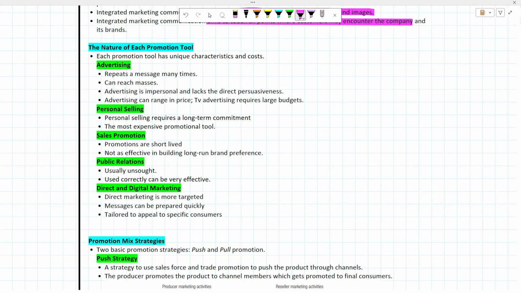Sales promotions are short-lived and not as effective in building long-run brand preference. So if you're going to do a sales promotion, be aware that it's more for the short term and not for the long term. Public relations is usually unsought by the company and not used effectively. If used effectively, companies can really excel with public relations, and I'll explain that in a later part of this chapter. Direct and digital marketing is more targeted. Messages can be prepared quickly and tailored to appeal to specific consumers.